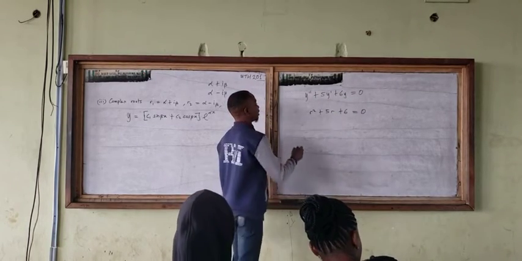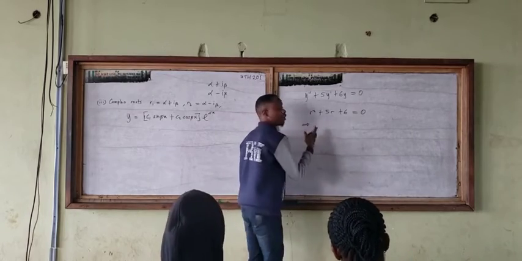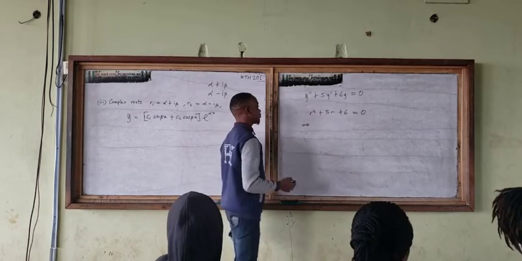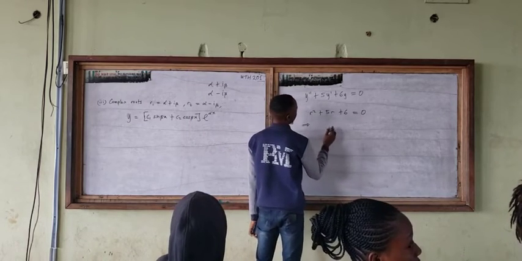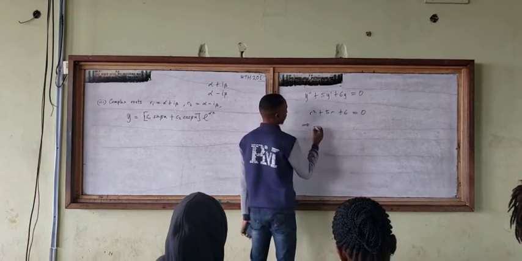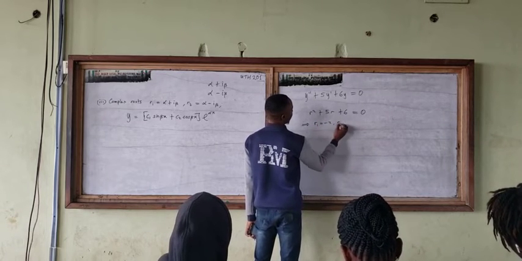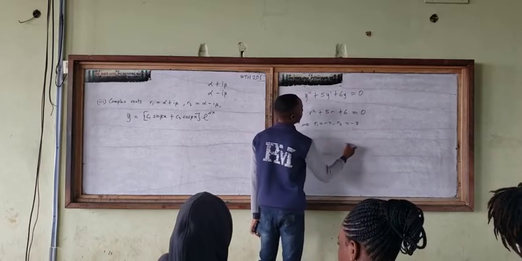Alright, so from here, when you solve this, you know your calculator can do this. What will be the answer? Minus 3, minus 2. Minus 2 and minus 3, right? Okay, so that's going to give us r1 equal to minus 2, and r2 is equal to minus 3.